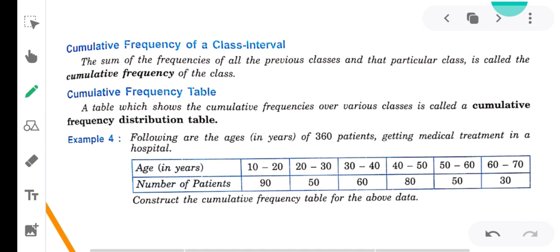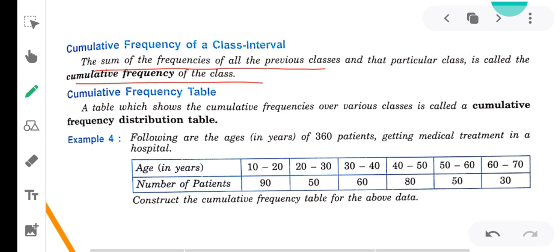Now at last we'll discuss cumulative frequency of a class interval. Cumulative frequency means the sum of the frequency of all previous classes, and that particular class, is called cumulative frequency. So the cumulative frequency of a class interval is what? The sum of all frequencies of the previous classes and that particular class also.